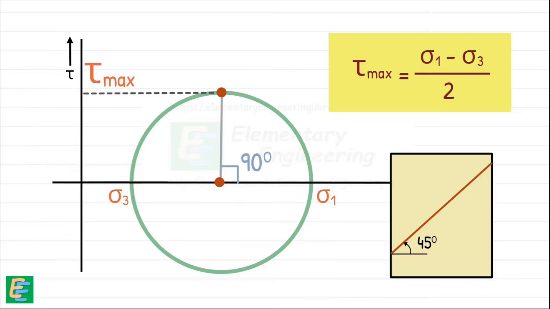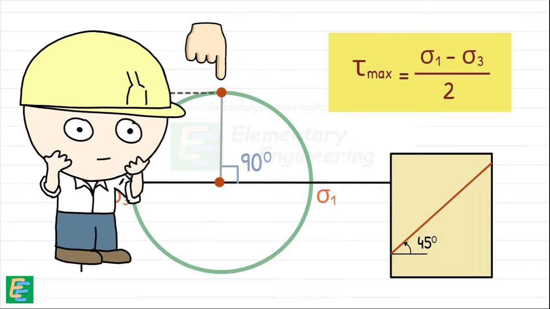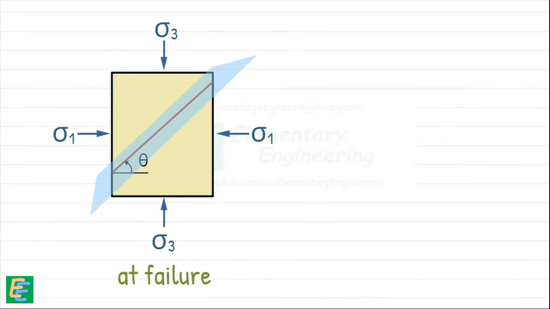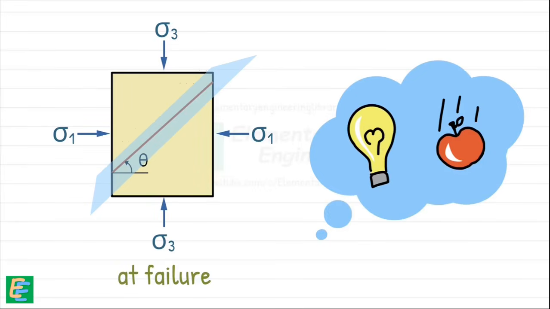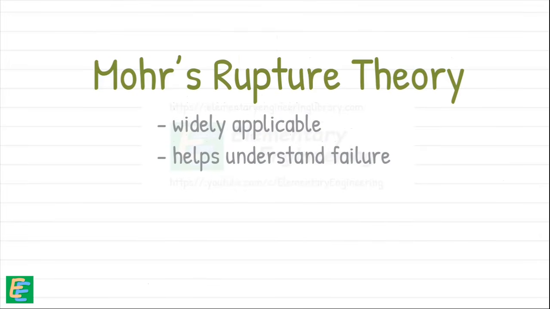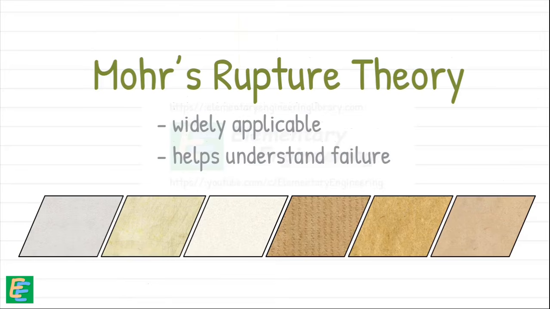It might seem obvious that soil would fail along the plane where the maximum shear stress occurs. But surprisingly, that is not always the case. To estimate the angle and the plane of failure and the magnitude of stresses in the soil at the time of failure, several different theories have been proposed. One of these theories is Mohr's rupture theory. This theory is widely applicable and helps us understand the failure conditions in various types of soils.